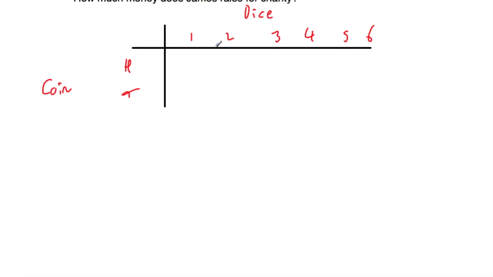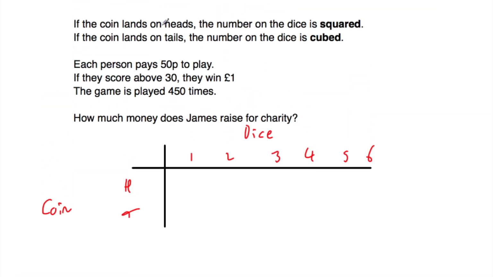So let's draw a sample space diagram to begin with. Here we've got our sample space diagram. We've got the dice going across horizontally and the coin here vertically. If we go back up, we're told that if the coin lands on heads, the number on the dice is squared. So if we square these numbers, if it lands on heads, all the numbers on the dice would be squared. So 1 squared is 1, 2 squared is 4, 3 squared is 9, 4 squared is 16, 5 squared is 25, and 6 squared is 36. So for instance, if someone gets a head and a 6, because it's a head, we square the 6, and that's 36, and so on.